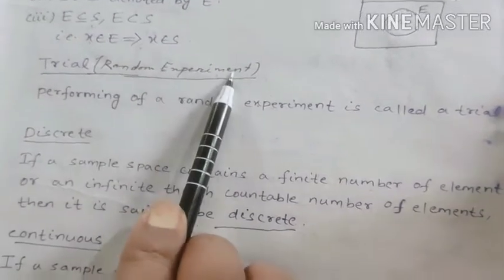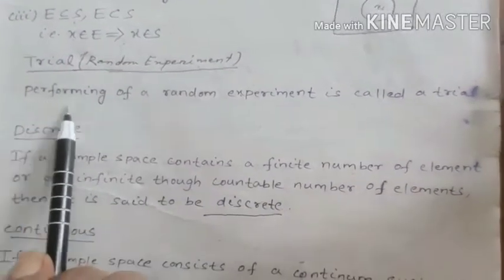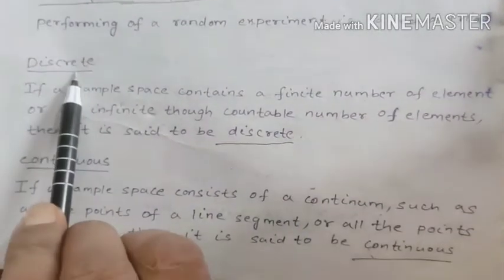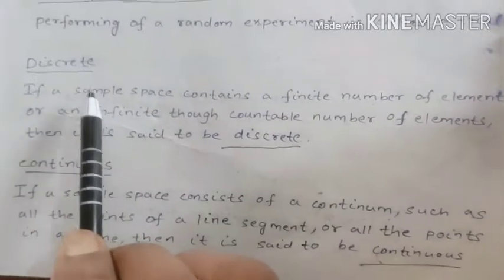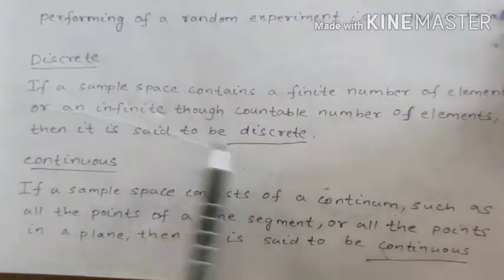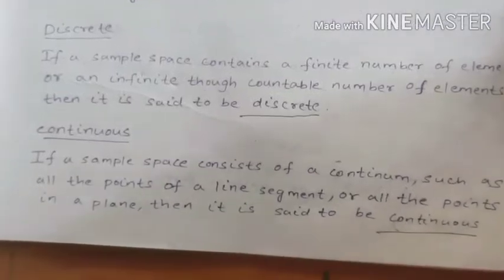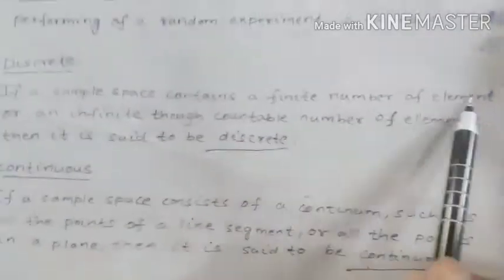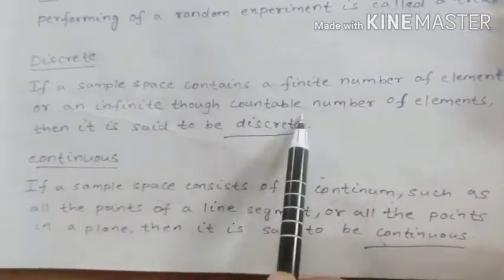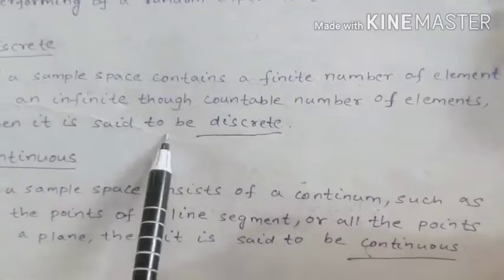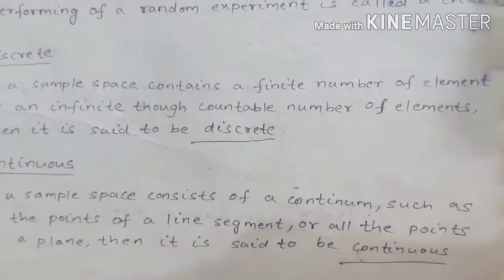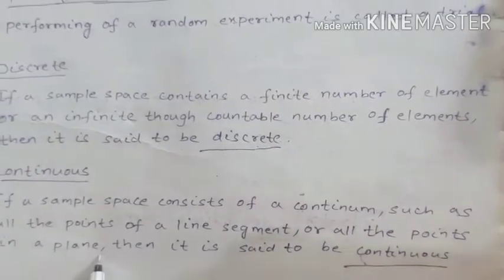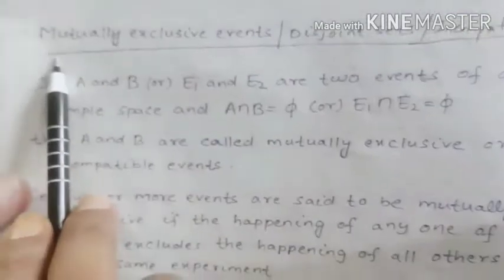Random experiment means a trial. The performing of a random experiment is called a trial. For a random experiment, the sample space may be discrete or continuous. If a sample space contains a finite number of elements or infinite but countable number of elements, then it is said to be discrete. But if it is all points on a line segment or all the points in a plane, then it is said to be continuous.